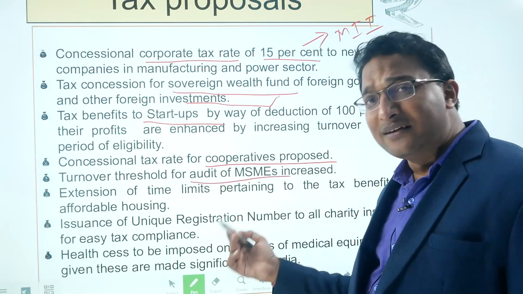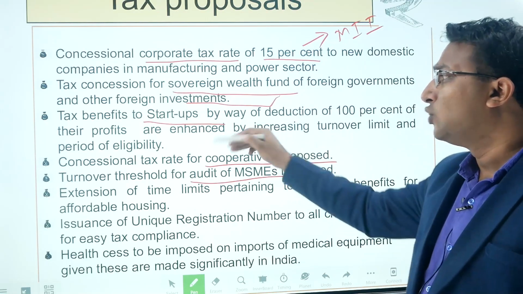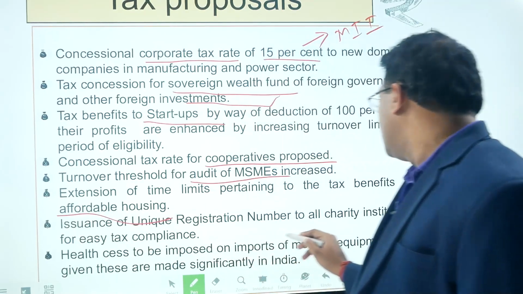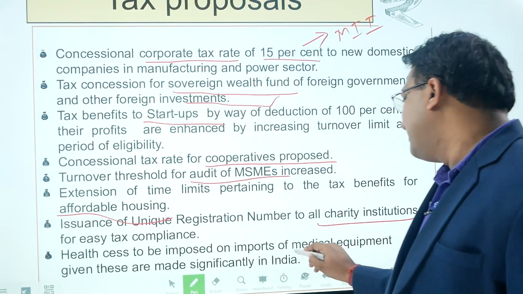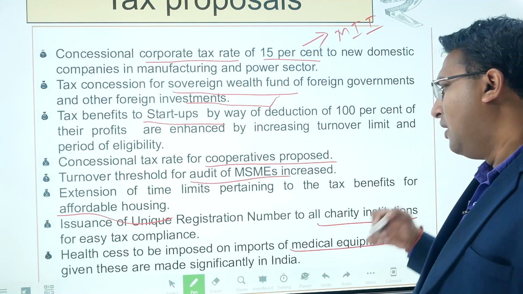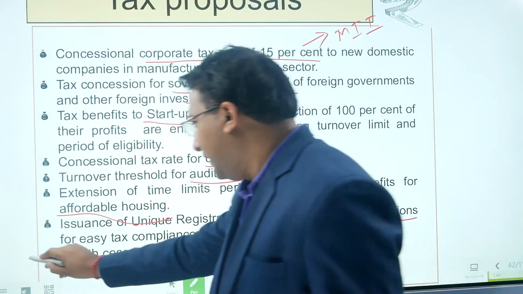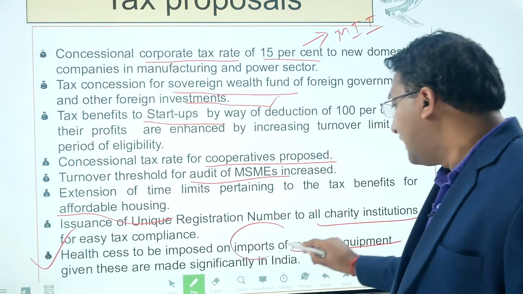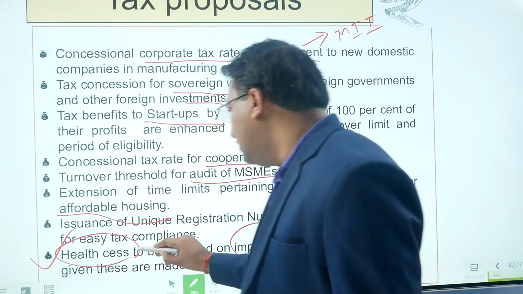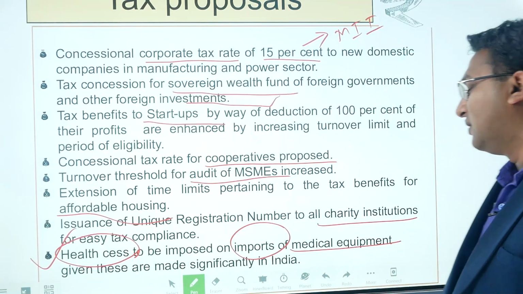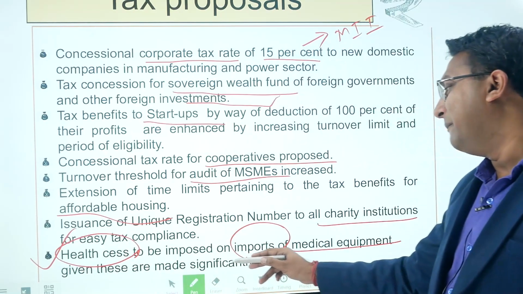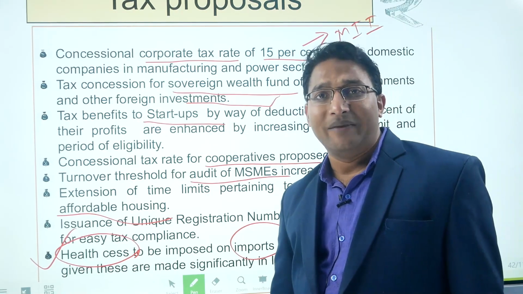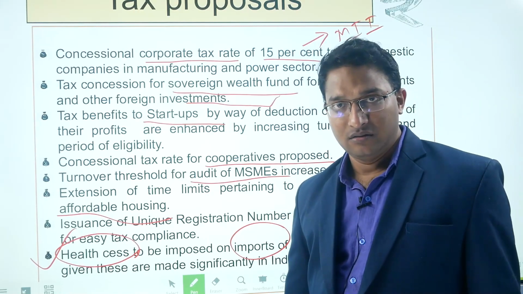So, there is some benefit to the MSME, there is some benefit to the cooperative, to the startup, affordable housing, charity institutions, medical equipment. So, this point is important. Health cess to be imposed on imports of medical equipment, given these are made significantly in India, right? So, the government wants to promote the manufacturing of the medical equipment inside India, right?